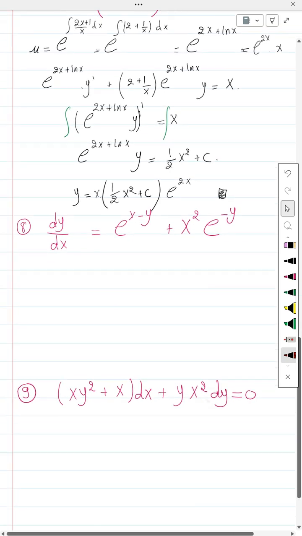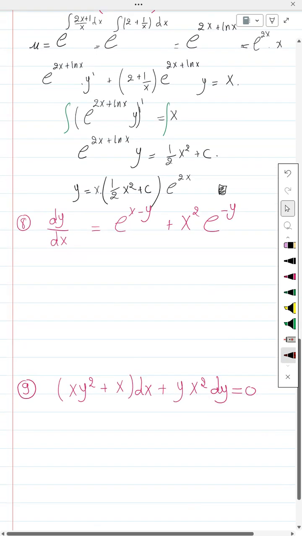Let's see the eighth example. We have dy over dx equal to exponential x minus y plus x squared exponential minus y. The first thing that you need to do is see if it is separable. So we need to separate the x's and y's. To remove all the y's from this side, since we have minus y, we need to multiply by exponential y.